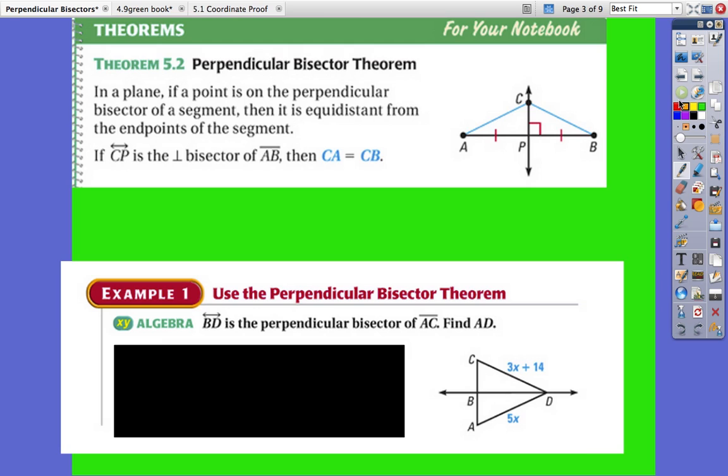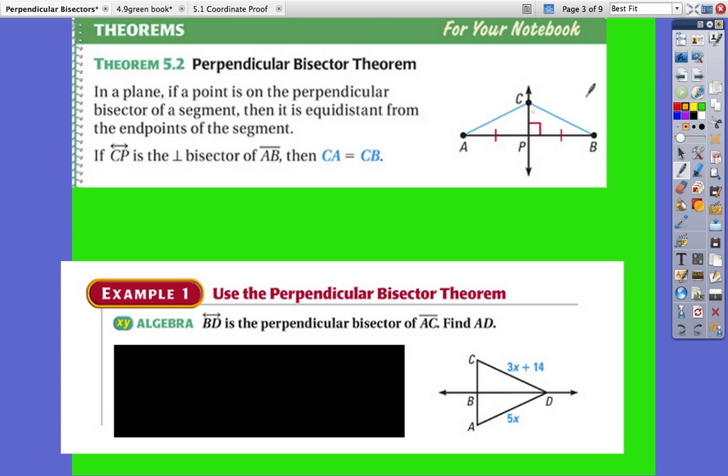Okay. Let's look at our theorem, perpendicular bisector theorem. Of course, there's a theorem to almost every concept in this book. Theorems are very important, so make sure you are studying and understand your theorems. Perpendicular bisector theorem. In a plane, if a point is on the perpendicular bisector of a segment, then it's equidistant from the endpoints of the segment.